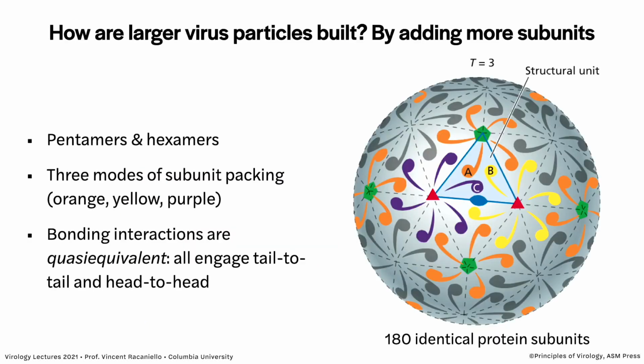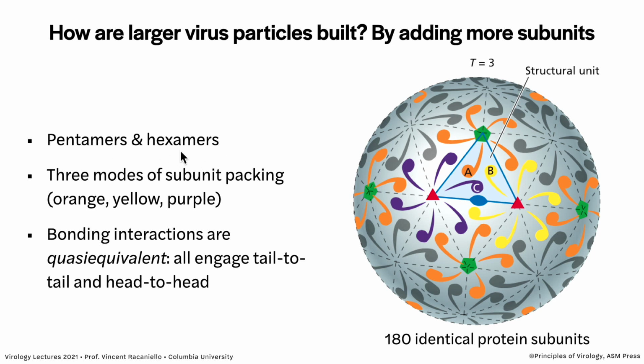How do you make a bigger virus particle? You don't make the proteins bigger. You add more of them. That's it. You add more subunits. Now, when you do that, you get slightly different interactions on the particle. Not all are now identical. That's why we have quotes around the identical in that slide.